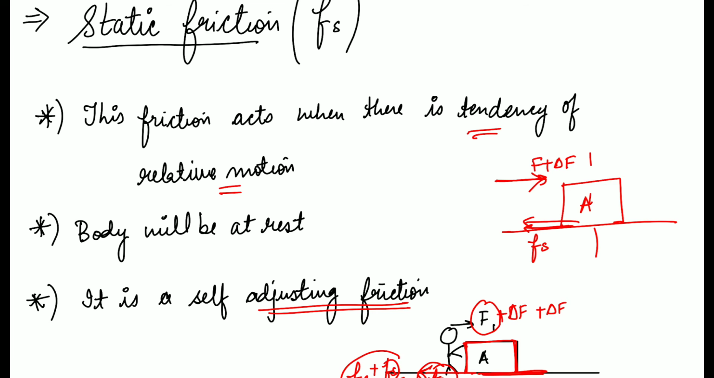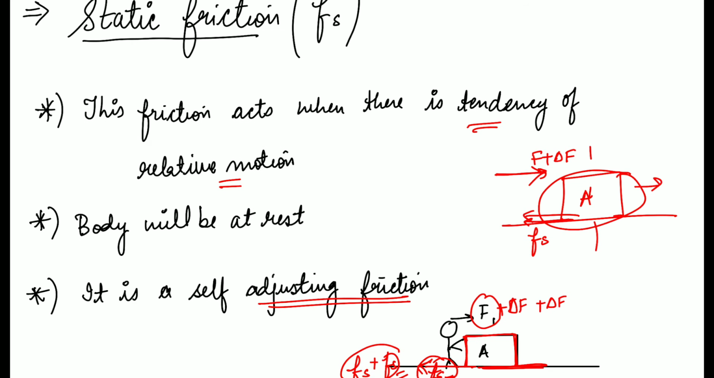But again, it cannot do this forever. As you increase the force, there will be a limit. The moment it crosses that limit, the block will move, and the moment the block moves, static friction is no more. The friction we will be talking about then is kinetic friction. I hope you can understand this concept. So basically, it is a self-adjusting frictional force.